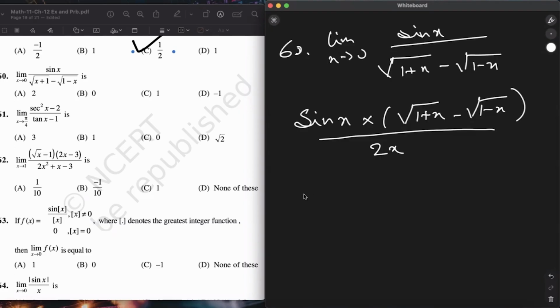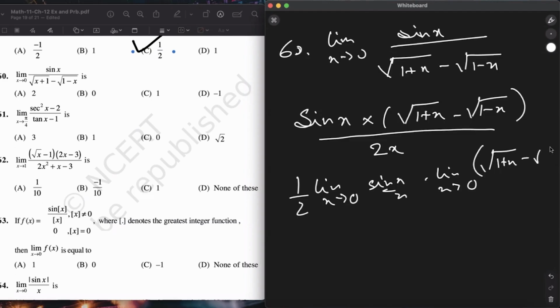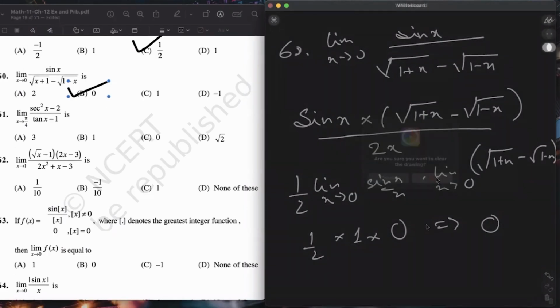Now I can take this half out. There's a limit on x, there's a sin x by x term, and there's again a limit on x of under root of 1 plus x minus under root of 1 minus x. So half times 1 times, when x equals 0, it will be 0. So the answer is going to be 0 over here. So the answer for this question is 0, option B.